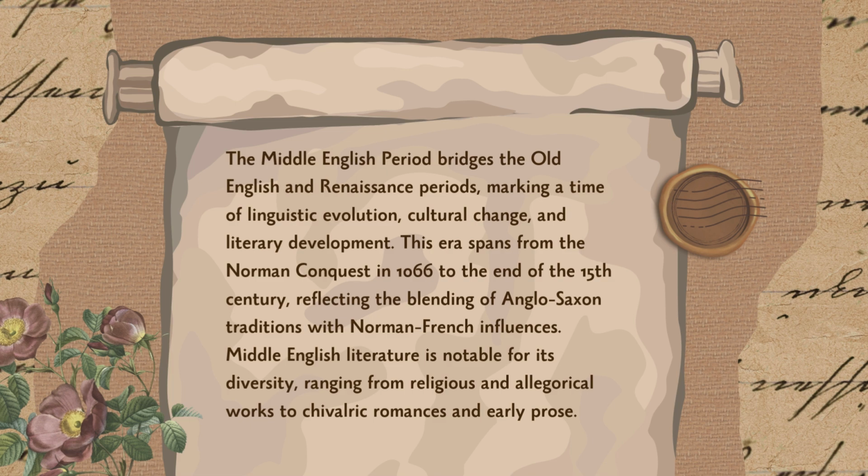Middle English literature is notable for its diversity, ranging from religious and allegorical works to chivalric romances and early prose.